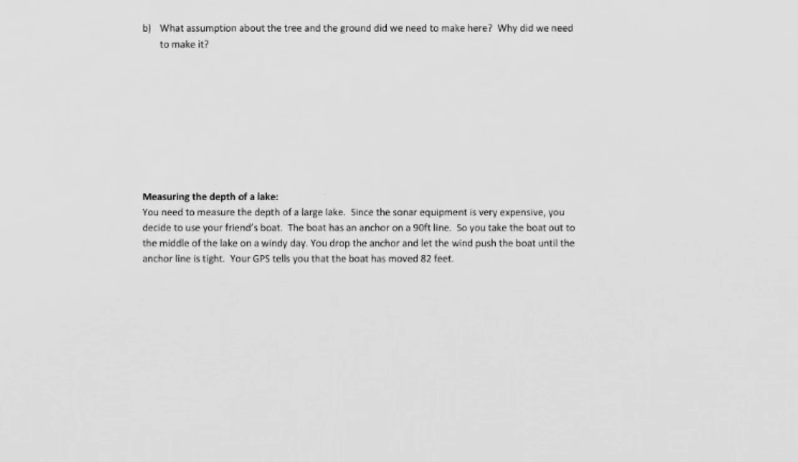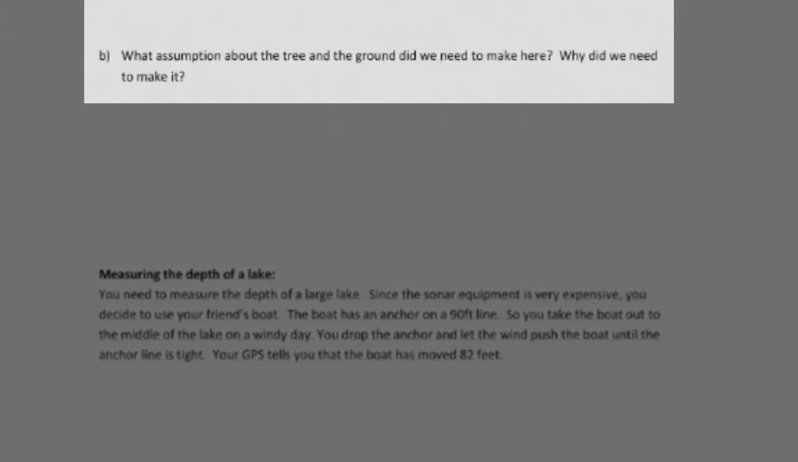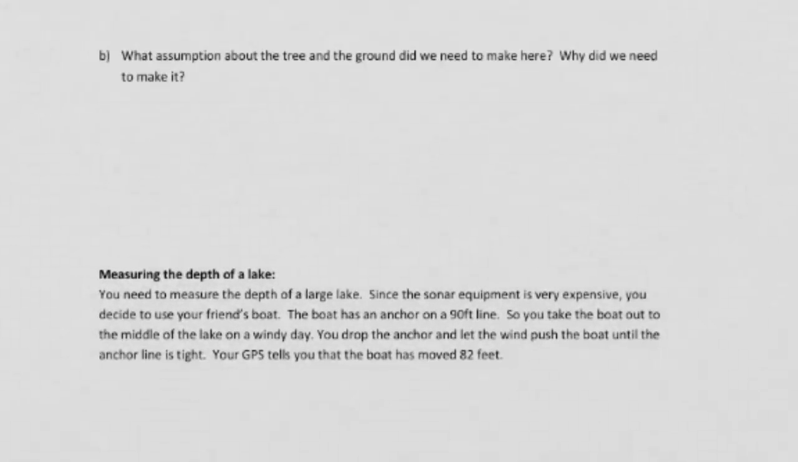Now, what assumption about the tree in the ground do we need to make? The important thing here is we talked about the Pythagorean theorem and why it only works for a special kind of triangle. And why does this represent that special kind of triangle? How do you know?